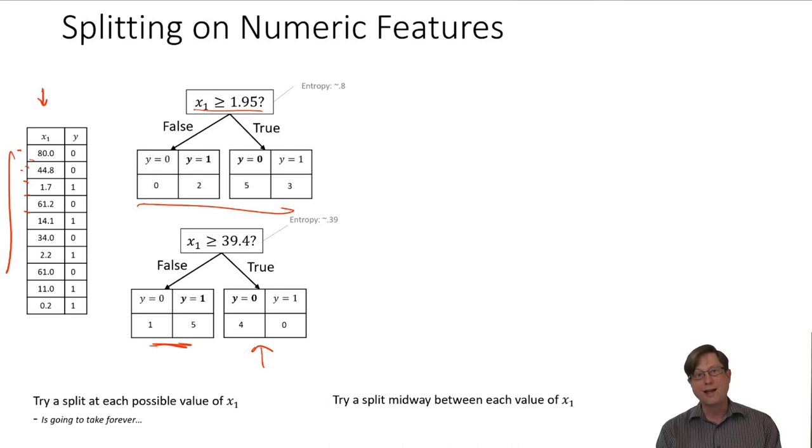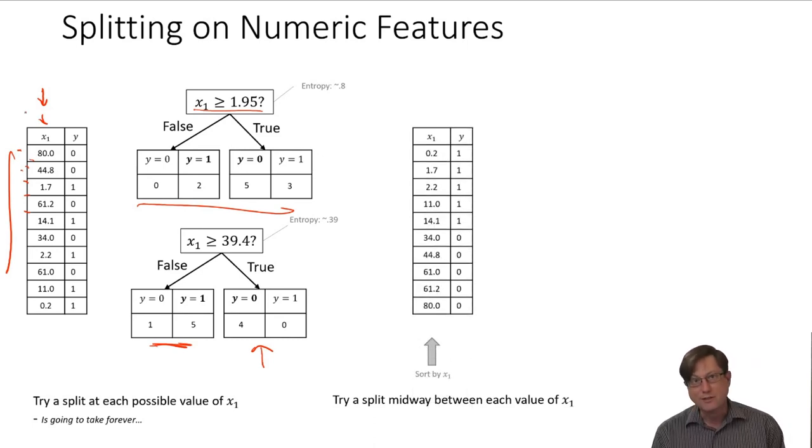Another thing we could do is try a split midway between each value of xi, in this case x1. So the first thing you'd have to do is sort by the value of x1. And this is the big pain in the butt, because in order to really deal with numeric features well, you have to sort and resort your data all the time. A lot of complexity in decision tree induction algorithms comes with, how do I sort efficiently? How do I maintain partial sorts? How do I scale when the data doesn't all fit in RAM, which was more important maybe when I was doing this, but may still even be important now.